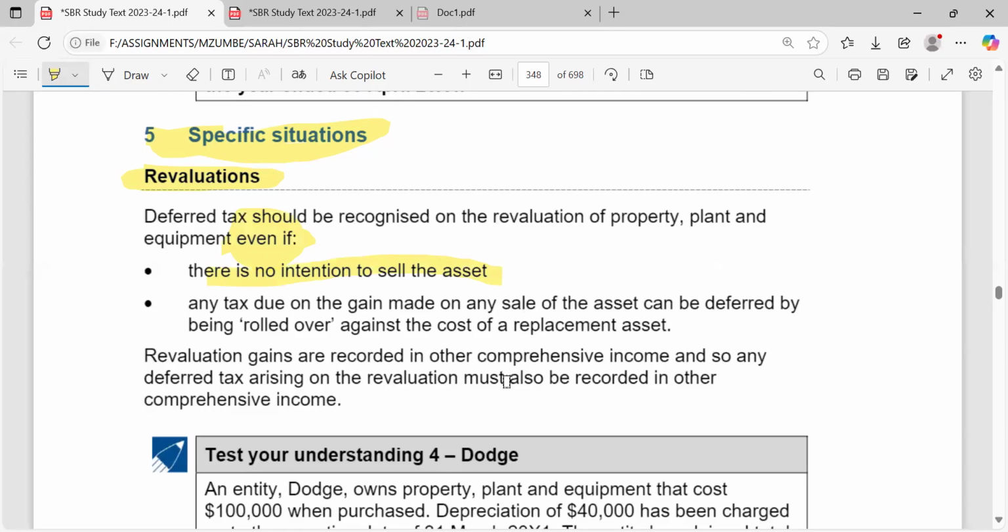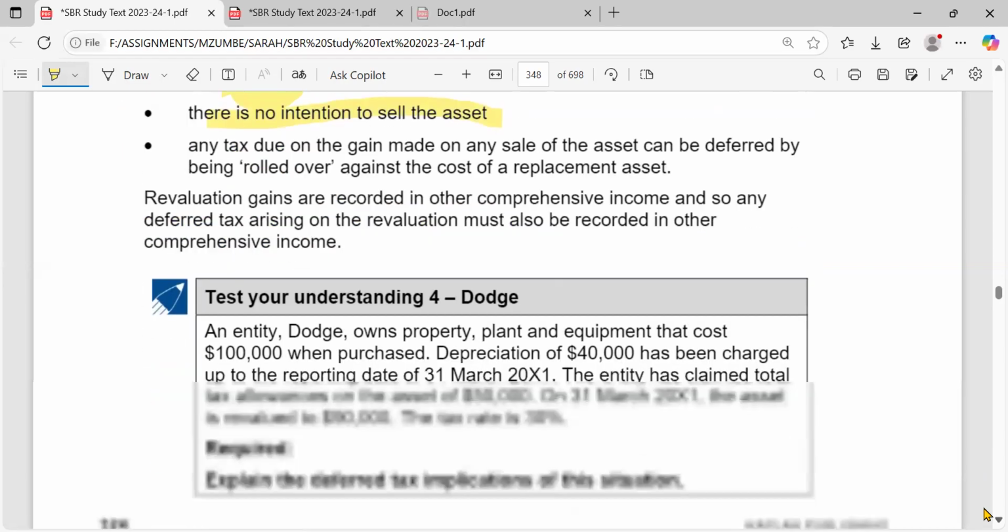We speak of revaluation gain as per IAS 16. That's what we are speaking of here, right? Because these ones are usually taken to other comprehensive income. So even the tax effect should do the same, right? And so any deferred tax arising on the revaluation must also be recorded in the other comprehensive what? Income, like for like. Profit or loss for profit or loss, other comprehensive income for other comprehensive income.